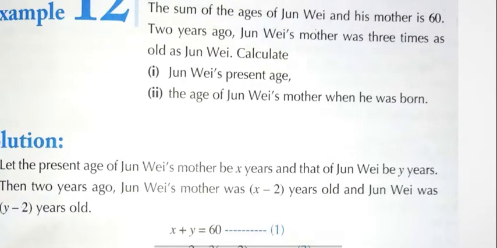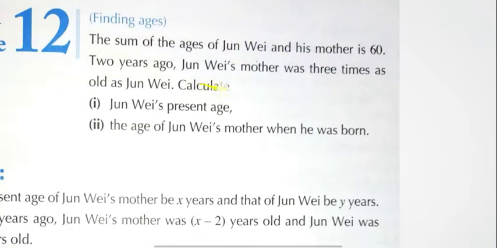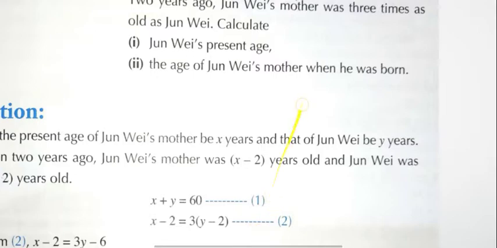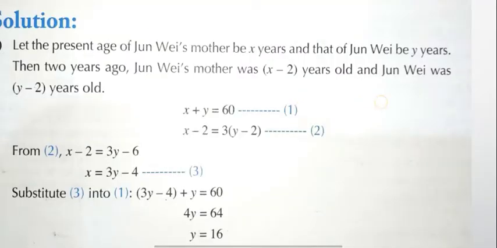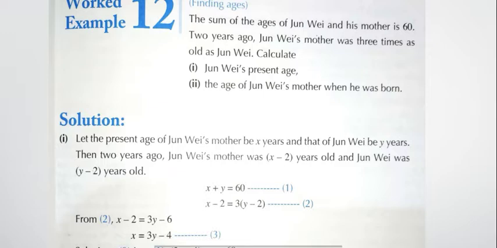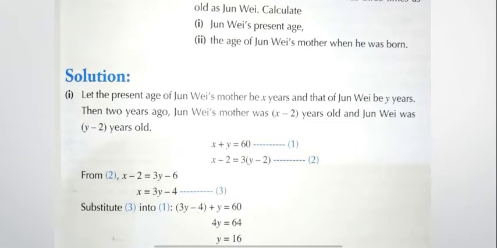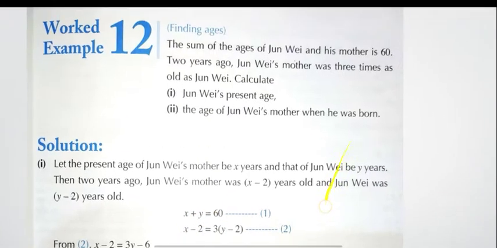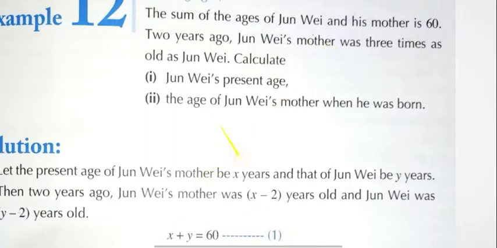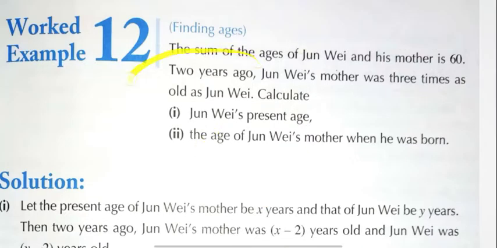Okay, Junwei's mother was 3 times as old as Junwei. So y is 3 times x, right? Let me translate it to a mathematical equation. Y is 3 times x. They don't have it here. So what is this actually? Let me see. Is it the second equation? Oh, sorry. Yeah, I overlooked this one.